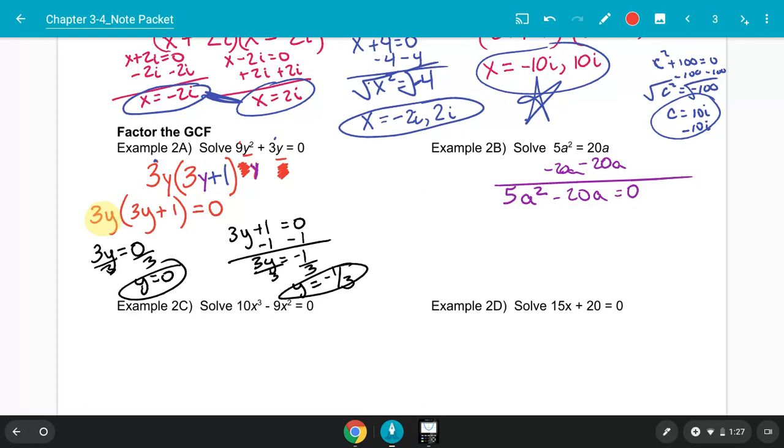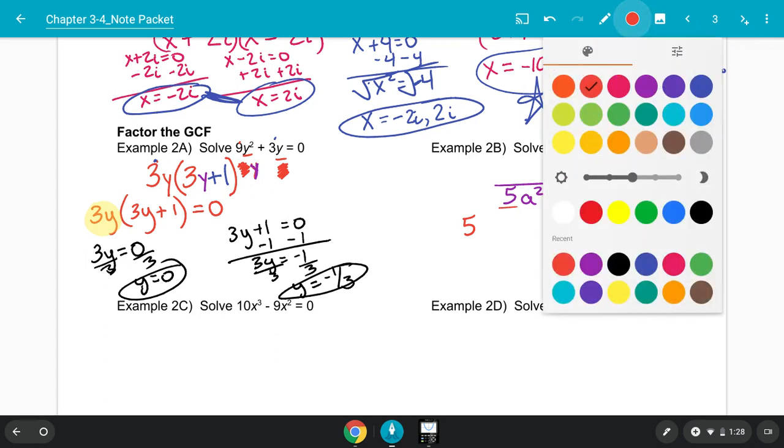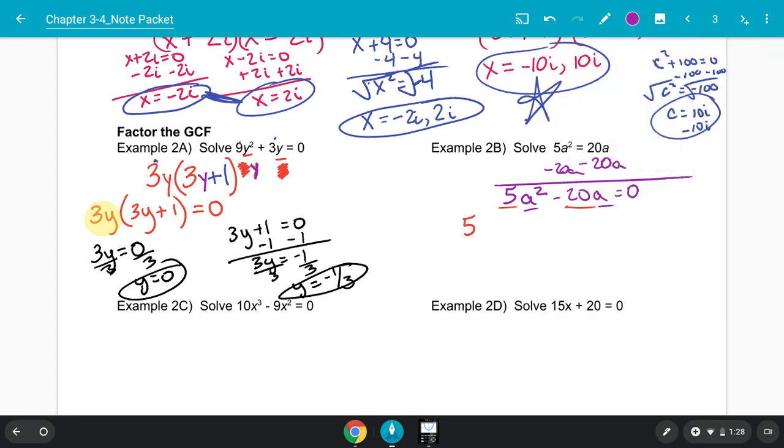Okay, so if we look at the 5 and the 20, what is the greatest common factor? What can both of them be divided by that's biggest? Well, in this case, it's 5. And then when you look at the variable, the a squared and the a, they're both divisible by a. That's the most we can take out of both of them.